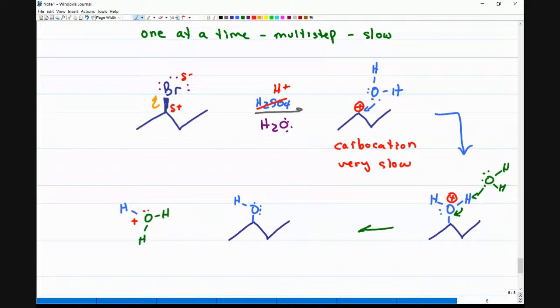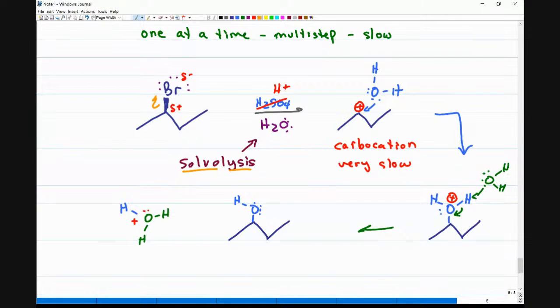When you don't have an attacker explicitly given, and the solvent is what ultimately does the attack, this is considered a solvolysis reaction. Solvolysis, the solvent breaks. That's when the solvent is also the attacker. And that is very, very common to see in your SN1 and your E1 reactions. All right, so that is the basic mechanism of the SN1 reaction.